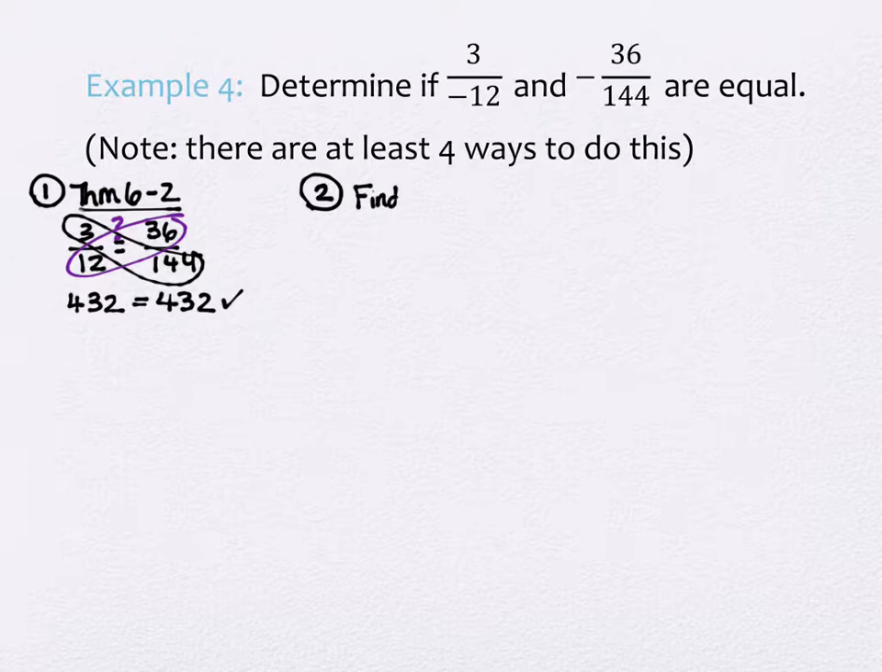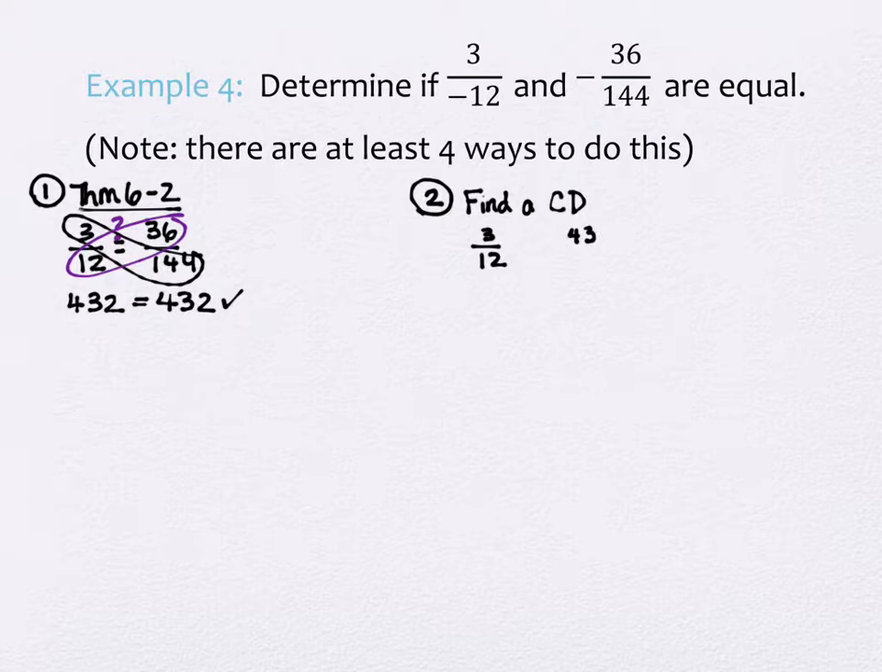So this method I'm going to just find a common denominator, CD for common denominator, and we're going to find a least common denominator in a minute. But honestly, you don't always need a least common denominator. A common denominator would work just fine. So let's take a look at this one. We have, again, I'm ignoring the negatives for the moment. We have 3 over 12 on one side, and we have 36 over 144 on this side.